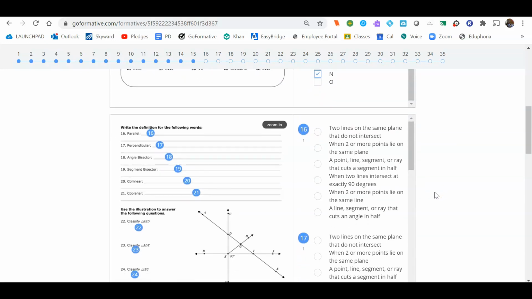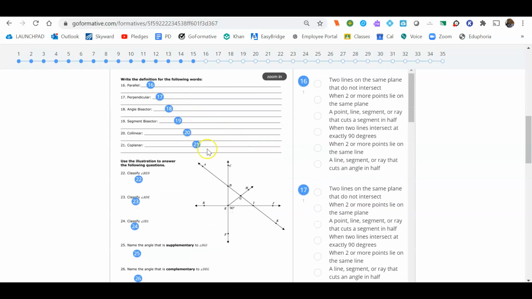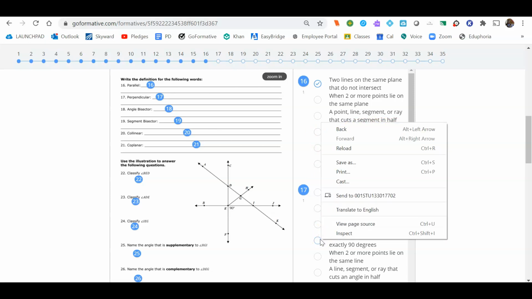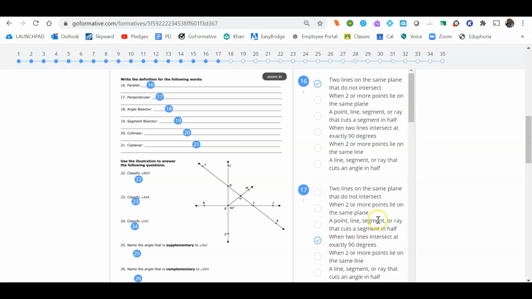Now, 16 through 21, typically this was you write out the definitions, but it's multiple choice, right? So parallel. What does parallel mean? So these are all my choices. But we should know that parallel is when two lines on the same plane do not intersect. Perpendicular is not just that they intersect, but they intersect at 90 degrees. So I'm looking at my answer choices. When two lines intersect at exactly 90 degrees, that'll be number 17, sorry. Click it. All right, cool.